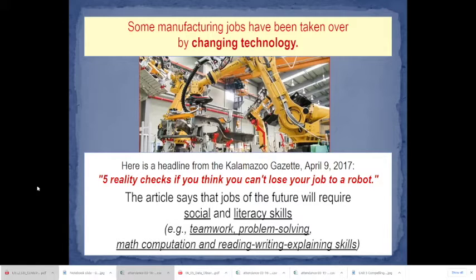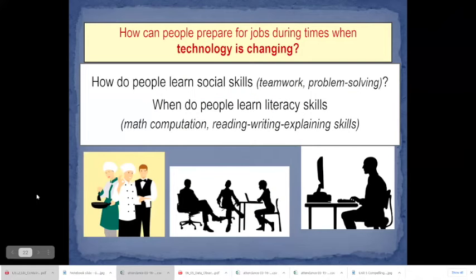It's teamwork, it's problem solving. They need to know math computation, and all the kids will groan, or a large portion of them. And then reading and writing and being able to explain. And students don't always want to believe they have to be able to do the things that we're teaching them, but this is a really good instrument to be able to get them to understand it. So how do you prepare for teamwork and problem solving? And when do people learn their literacy skills? How do they learn how to do math and reading and writing? It's really important students start talking about that and understanding it.